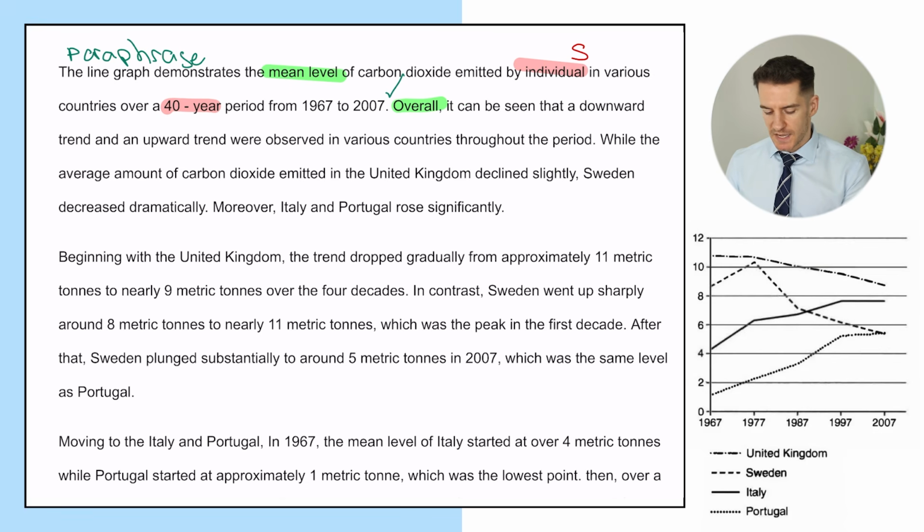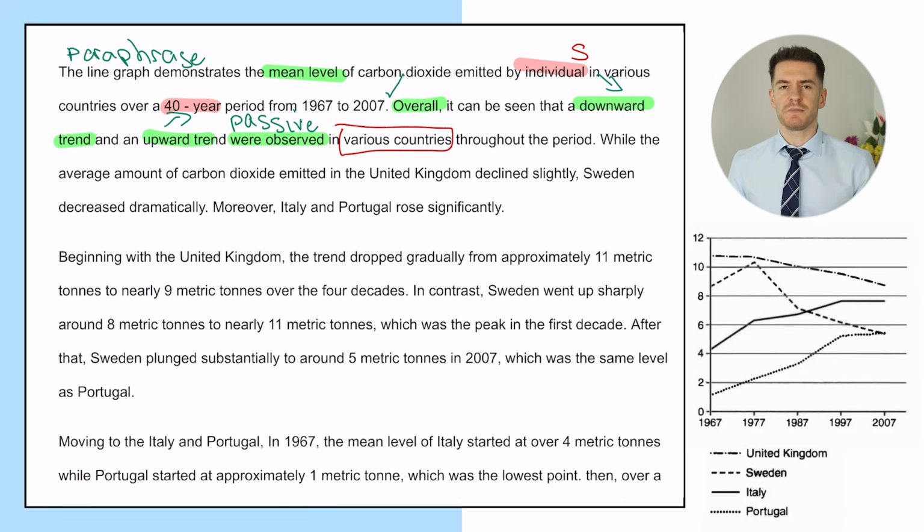Overall, it can be seen that a downward trend and an upward trend were observed. So some nice grammar and vocabulary. We've got the passive voice there, were observed. Very, very nice. In various countries throughout the period. So this is fine. This is great. The writer is saying we had a downward trend and an upward trend. But then the writer says in various countries. Well, what does that mean? Which ones went up? Which ones went down? Maybe they're going to say in the next sentence, I don't know, but we'll have to see.